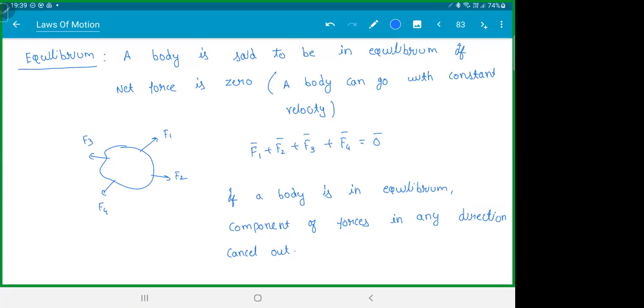Clear? Any doubts on this? Venkatesh, keep your cam on.